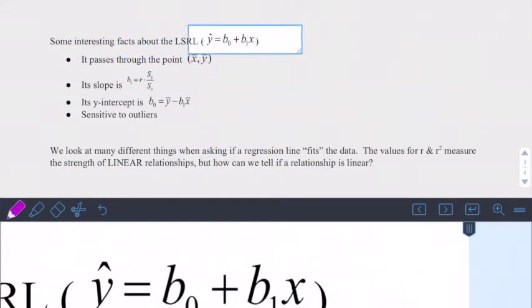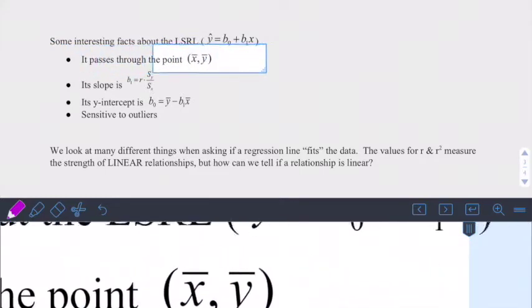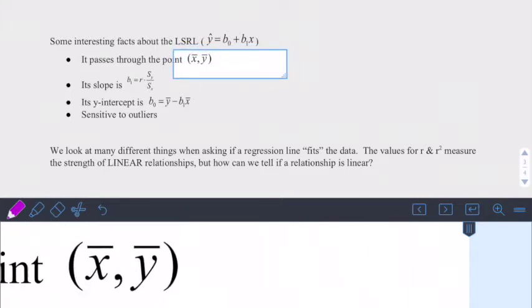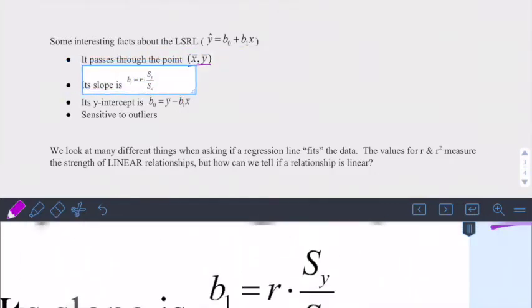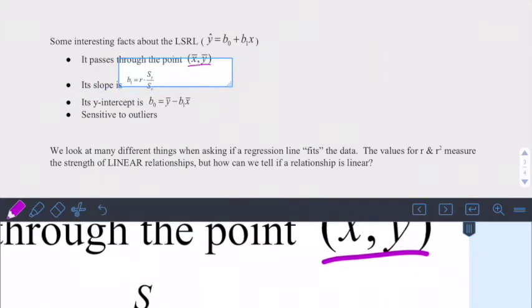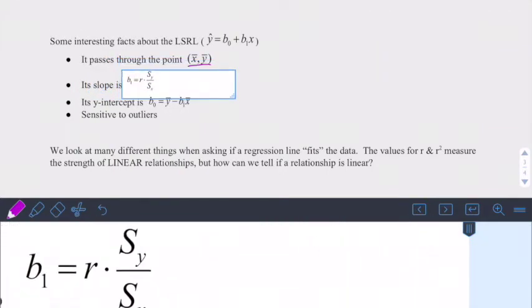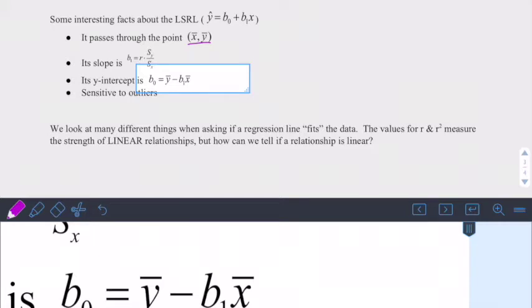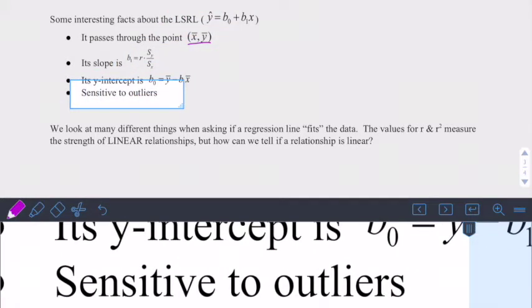So here are some interesting facts about the least squares regression line. It passes through the point x bar, y bar. So the mean of the x and the mean of the y is where it will pass through, which makes sense because we're minimizing the residual squares and this is our middle value. Its slope is r times the standard deviation of the y's divided by the standard deviation of the x's. Its y-intercept can be written in this form: y bar, our mean of the y's, minus the slope times the mean of the x's. And this line is very sensitive to outliers, so often we will ignore outliers when we can.